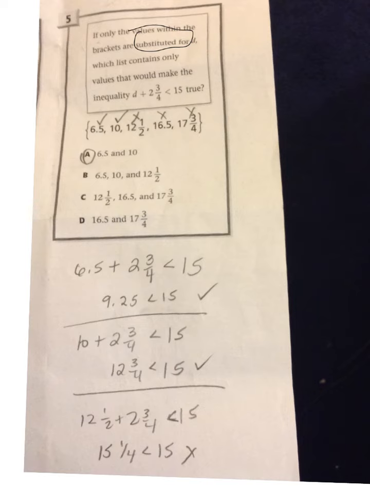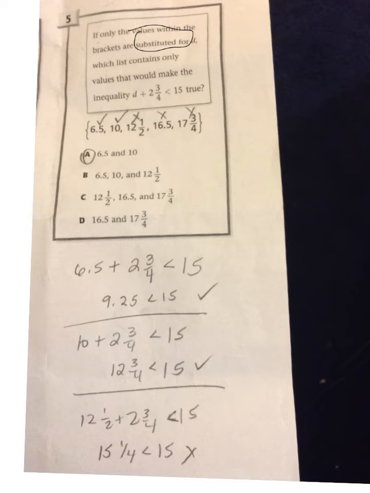I went down to 10. I did 10 plus 2 and 3/4. On my calculator, I did 10 plus 2 ABC 3 ABC 4. Push enter, got 12 and 3/4. Honestly, you don't even have to use a calculator on that, but if you did, you would get 12 and 3/4. 12 and 3/4 is less than 15. I put a check above 10 in my list.